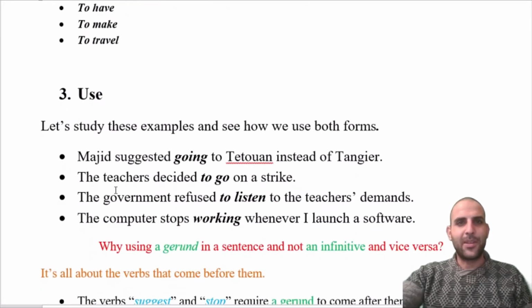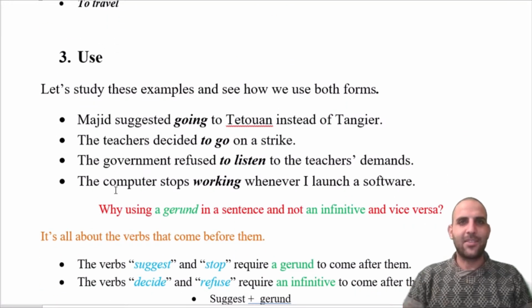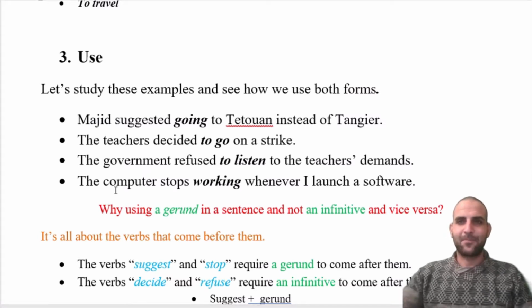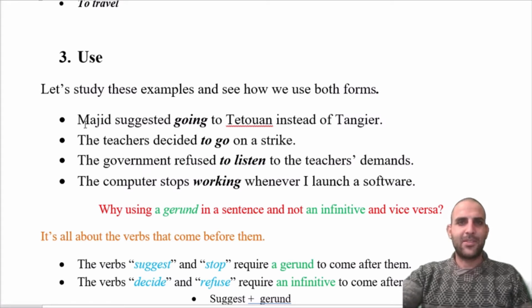Now, how do we use them in sentences and statements? Let's study these examples and see how we use both forms. For example, in this statement here, Majid suggested going to Tetouan instead of Tangier. Here we have suggested going. Now the question is, why shouldn't we, for example, write here, Majid suggested to go, not going?